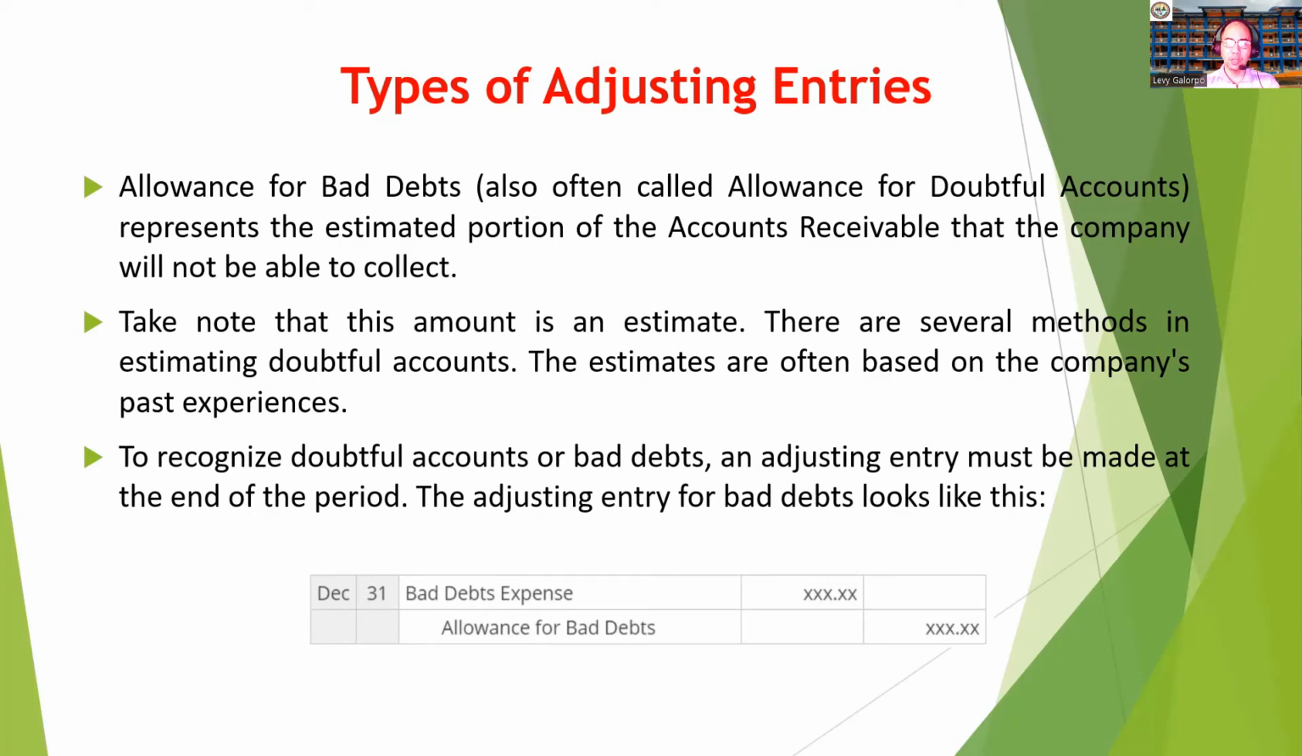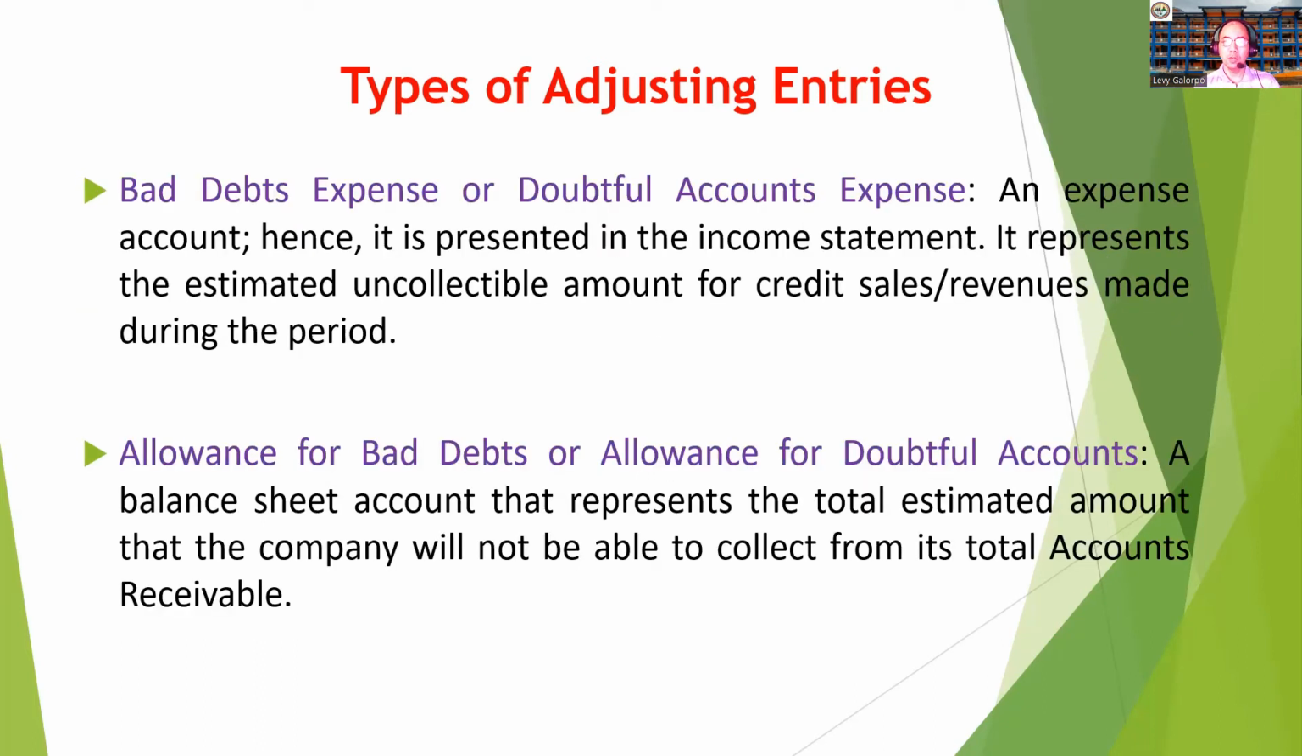To recognize doubtful accounts or bad debts, an adjusting entry must be made at the end of the period. The adjusting entry for bad debts looks like this. Bad debt expense, debit, credit mo si allowance for bad debts. Bad debt expense or doubtful accounts expense, this is an expense account. Hence, it is presented in the income statement. It represents the estimated uncollectible amount for credit sales or revenues made during the period.